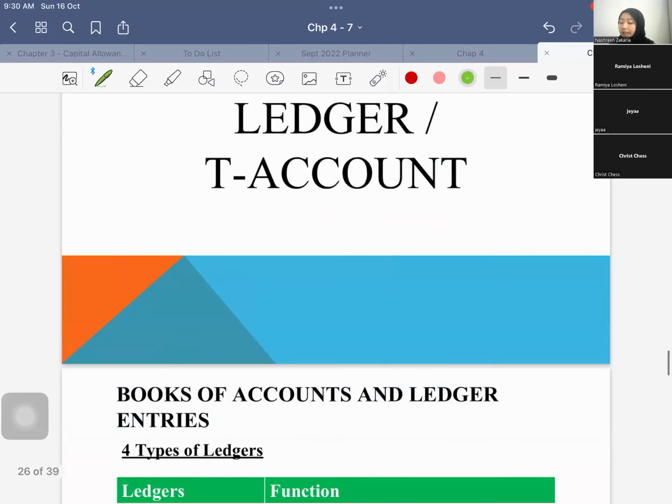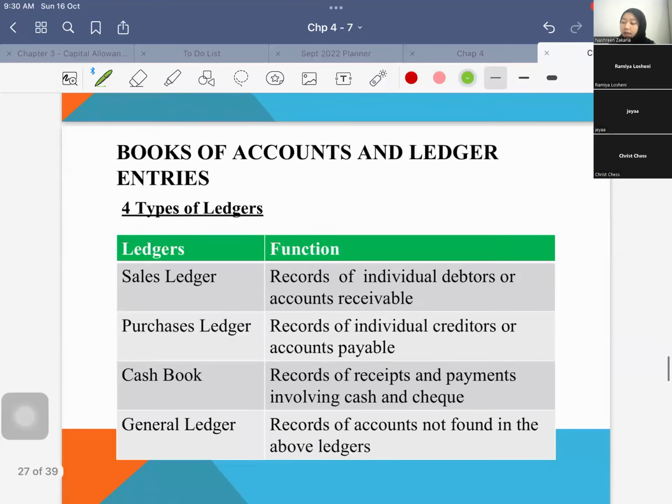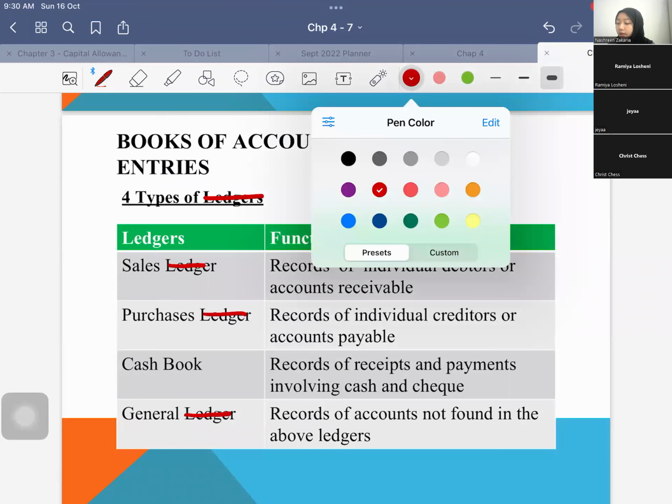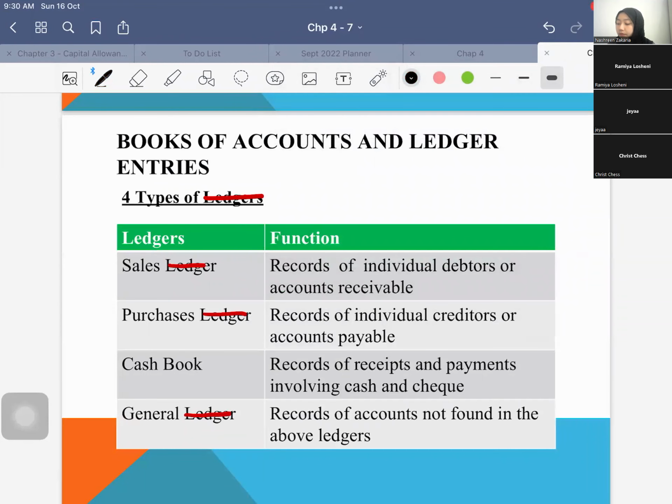Now, this is the T account or ledger. Ni ada typo sikit. This is not ledger, this is journal, sales journal. Later on, you guys will be confused about this one. Okay. Tapi I tak nak ajar you journal. This one is called a specific journal tau.